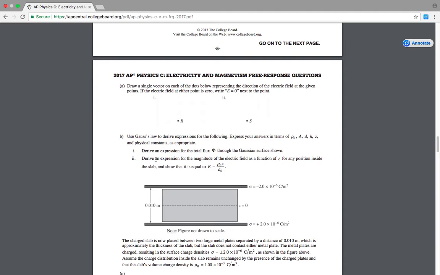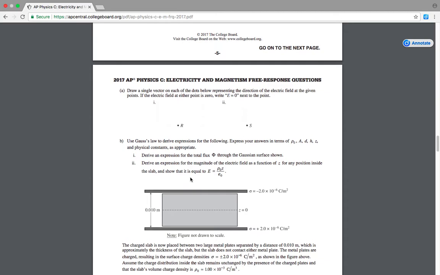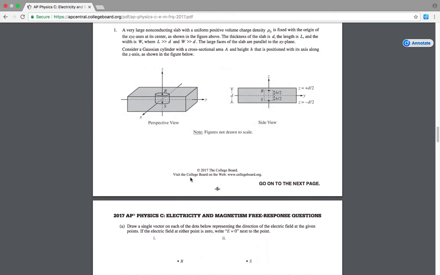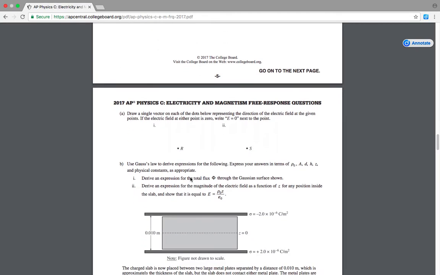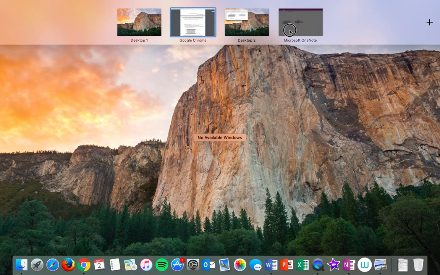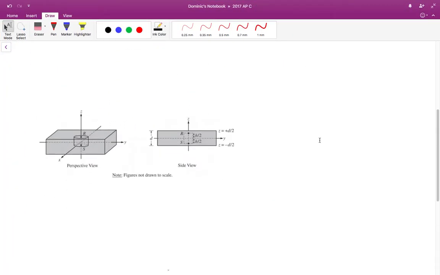Part B says use Gauss's law to derive expressions for the following. Express your answers in terms of rho naught, A, D, H, Z, and physical constants as appropriate. Part I says derive an expression for the flux through the Gaussian surface shown. Okay, so we've got a Gaussian surface they give to us, and so we want to find the electric flux through that surface using Gauss's law. Okay, so we're looking at this picture again.